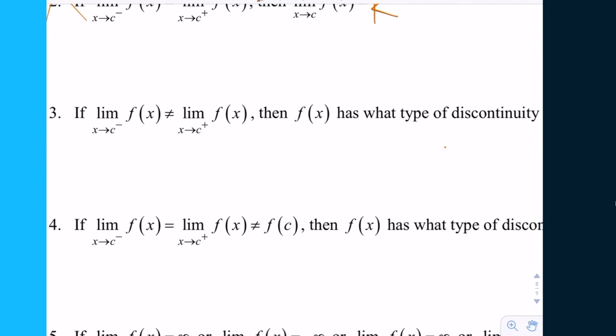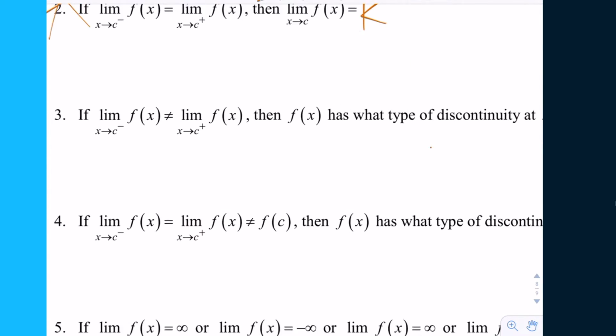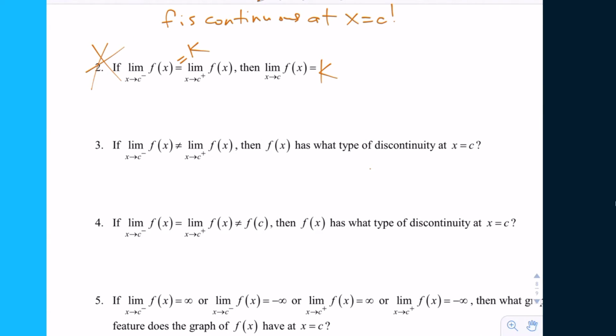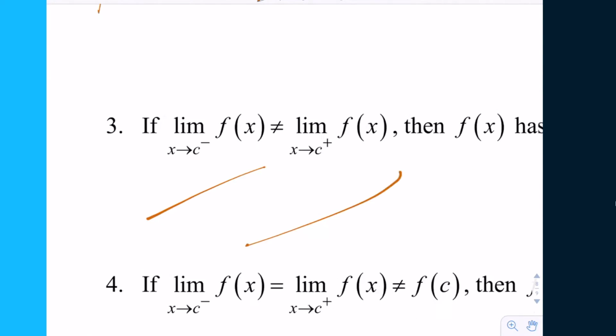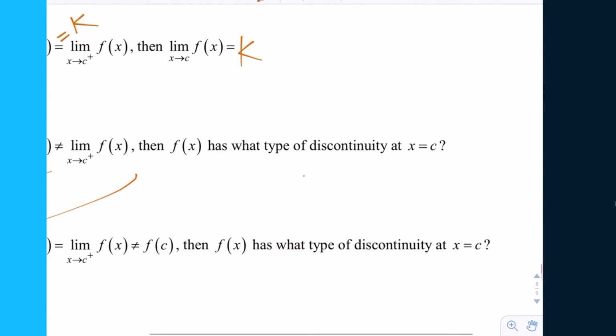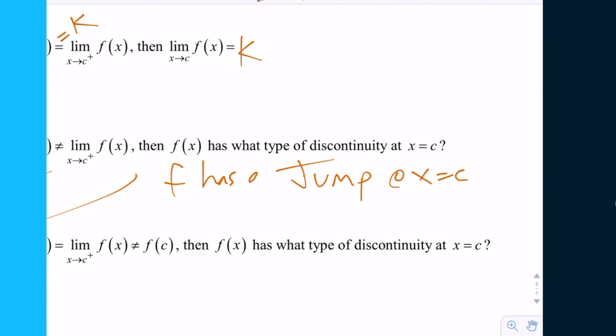If the limit from the left does not equal the limit from the right, but they both exist, I need to add that in there. But they both exist. What type of discontinuity do we have? If the limit from the left exists, the limit from the right exists, but they're different, what type is a jump? We have a jump at x equals c. F has a jump. You want to speak in complete sentences there.